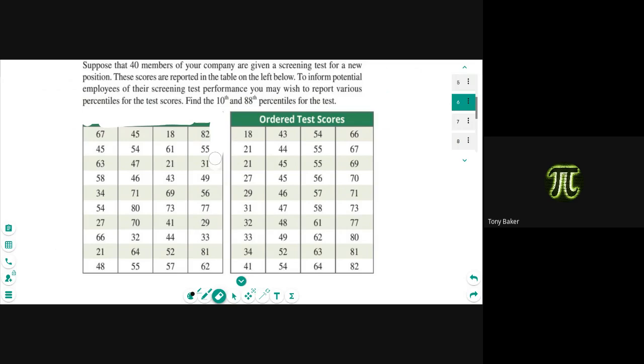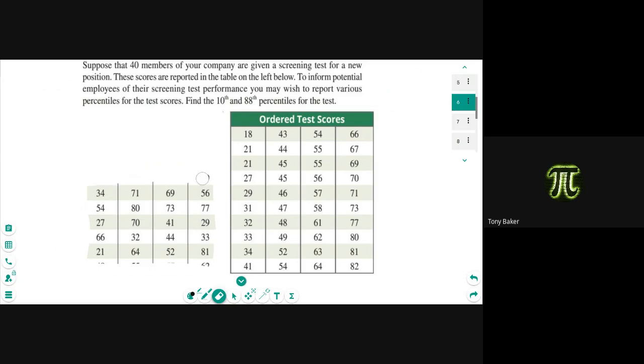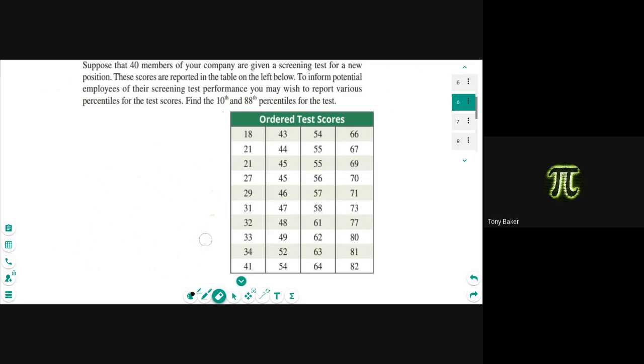Let me erase the non-ordered list. Okay. There's 40 people in here, so you don't have to count them. I want the 10th percentile and the 88th percentile.